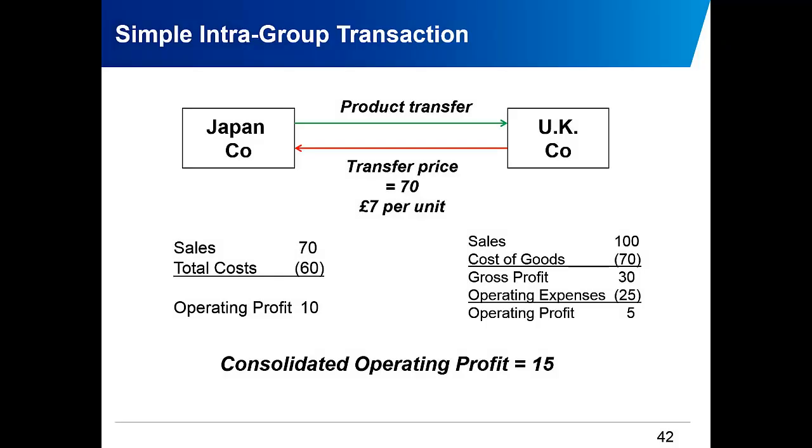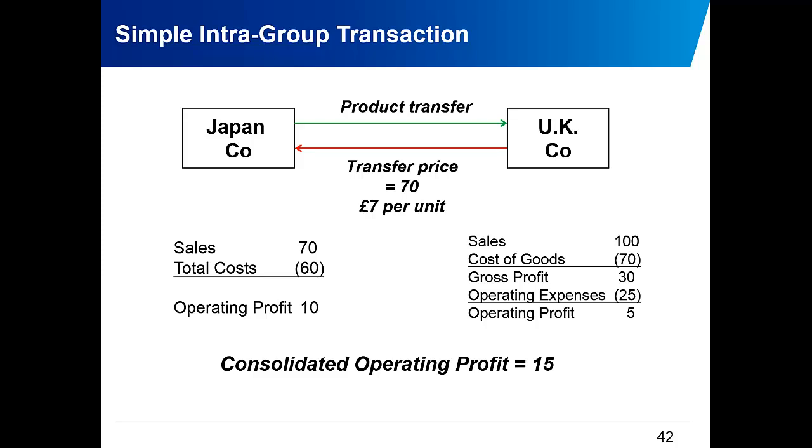Let's start from the example that we've used in most of our videos thus far. We have Japan Co., which is a related party to UK Co., and it's selling products to them, 10 units of product at £7 per unit for a total transfer of £70.